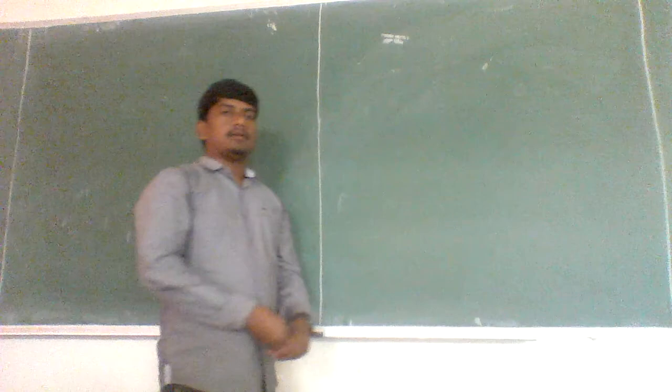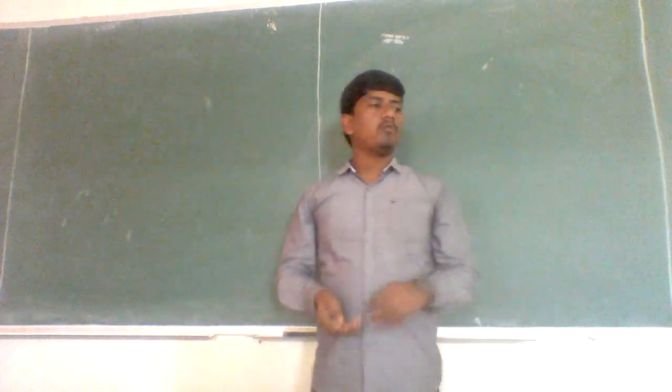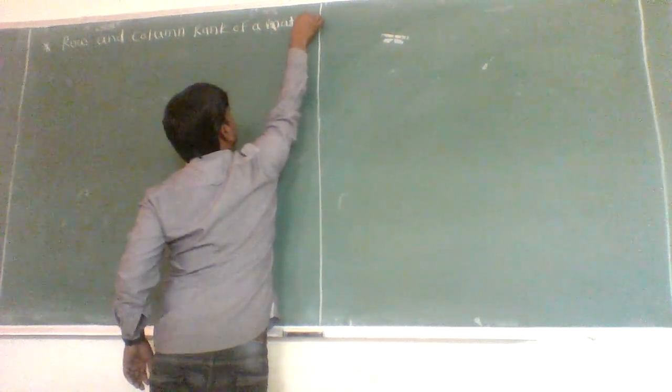In the last lecture, we saw how to represent a transformation by using matrices. In today's lecture, we are going to see what the row and column rank of a given matrix is. Row and column rank of a matrix. Okay, now we have to see what is a row and column rank of a matrix.